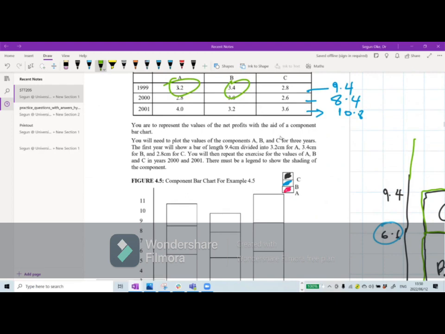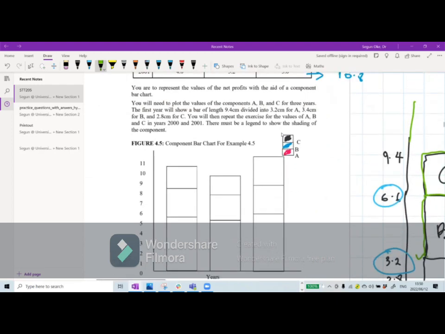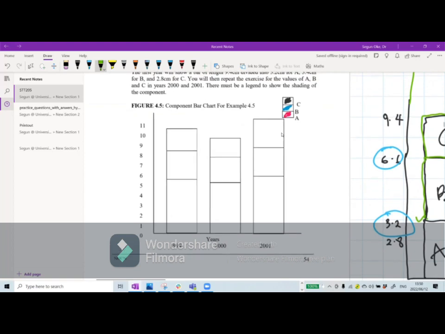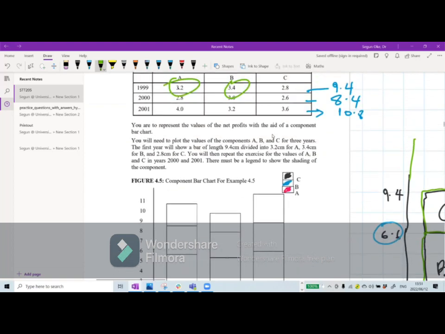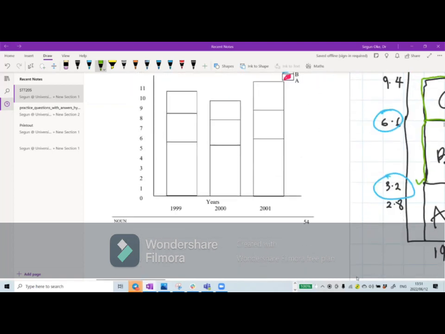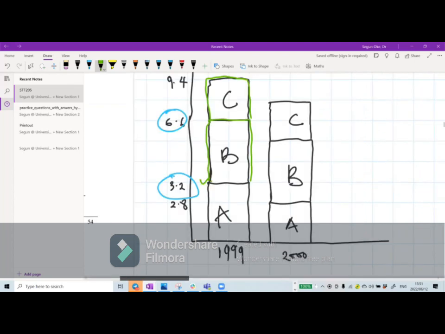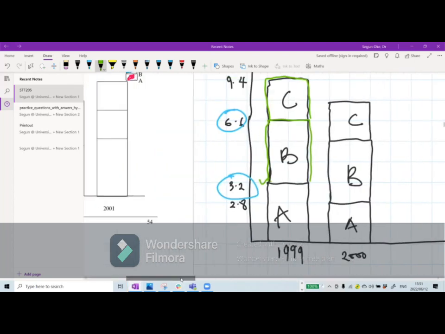Sir, why is the 2.8 now appearing in the bar chart? The 2.8, check the year they are talking about. Year 2000. That is why you see 2.8 again. Are you getting it? Now trace the 2.8 to this one. Remember, you must not join them together. Are you getting the idea now? So that is why we put it there.